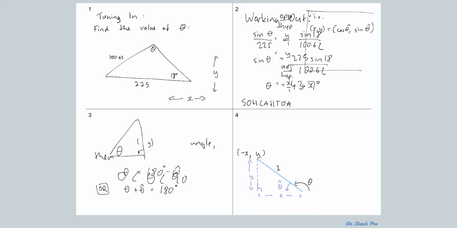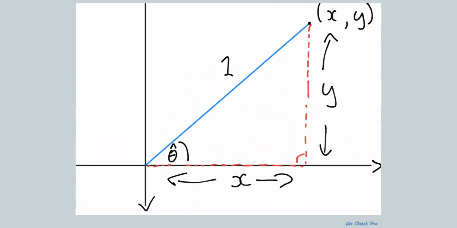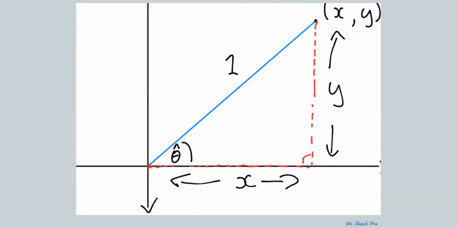That led us on to this thing here, where I redefined trig. Obviously, this is not my redefinition, but this is how mathematicians have redefined trig so that we can deal with angles above 90 degrees. I ask you to consider a right angle triangle, where the corner of the right angle triangle, the vertex, is at the origin on a graph. Then I took one unit length away from the corner, so we've got the hypotenuse being 1. On the Cartesian plane, that is the coordinate x, y, for some value of x and y, which we haven't figured out yet.